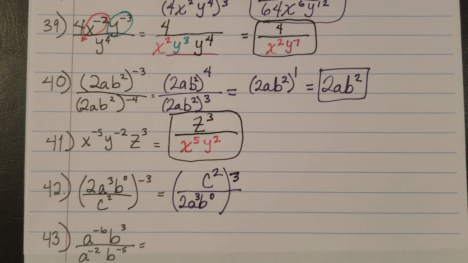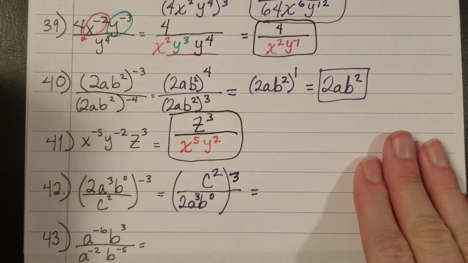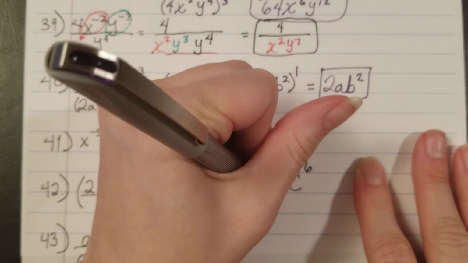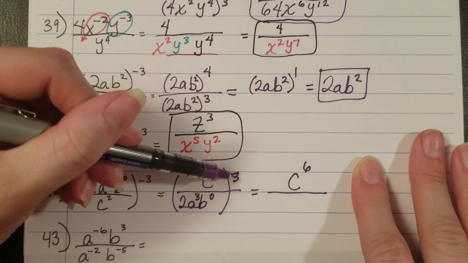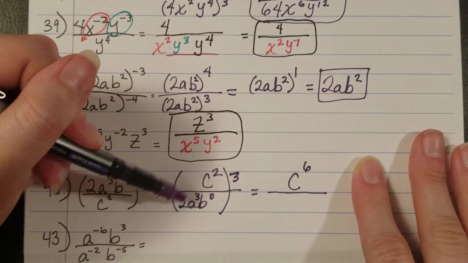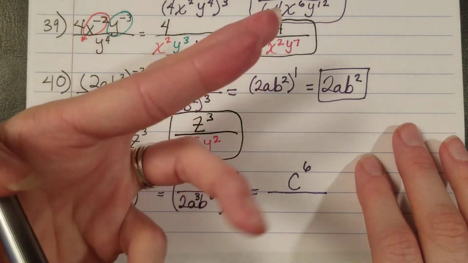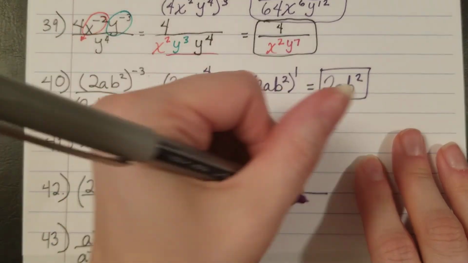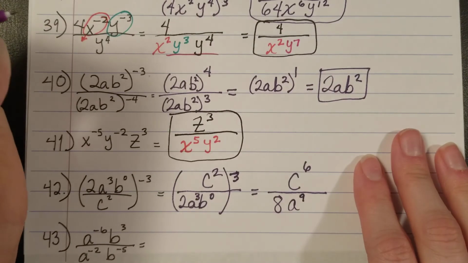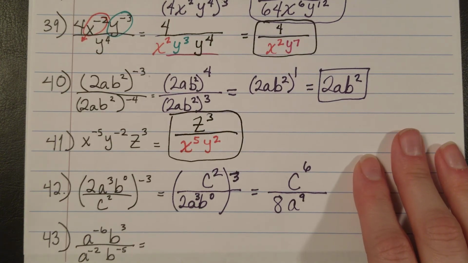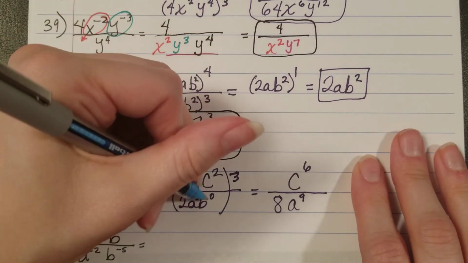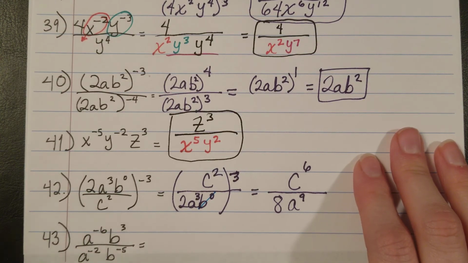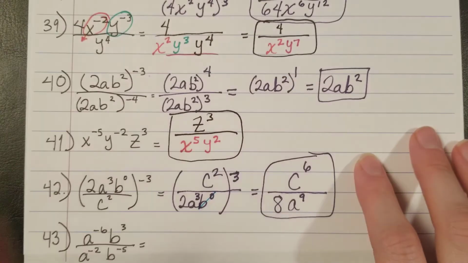Okay, now we can distribute the exponent. So 2 times 3 is 6, so that's going to be c to the 6 on top. And then, like I said, don't forget that we have to do 2 to the power of 3. So 2 times 2 times 2 is 8. And then 3 times 3 is 9, so it'll be a to the 9. All right, now b to the 0 equals 1. So where it's like saying you're multiplying or dividing by 1, it doesn't really do anything. So we can just cross it out. And this will be our final answer.